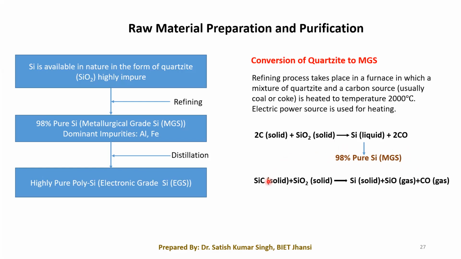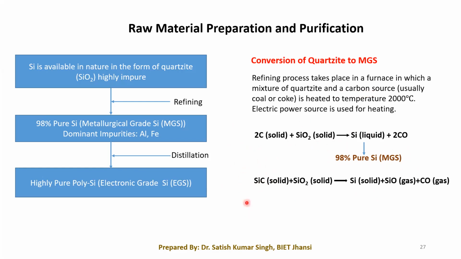I have written one more equation. This equation I have taken from J.D. Plummer's book. Some other kind of equation you will also find, which I have taken from S.M. Sze. So you can follow either equation. Again, you can take silicon carbide as a source of carbon, because we need to take a carbon source.